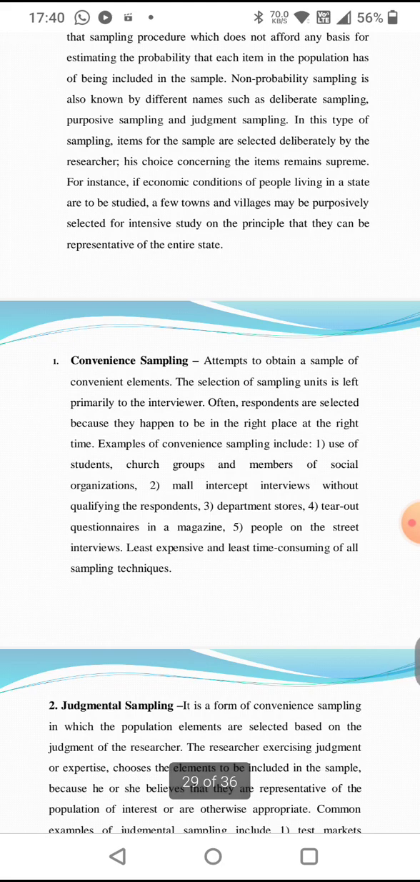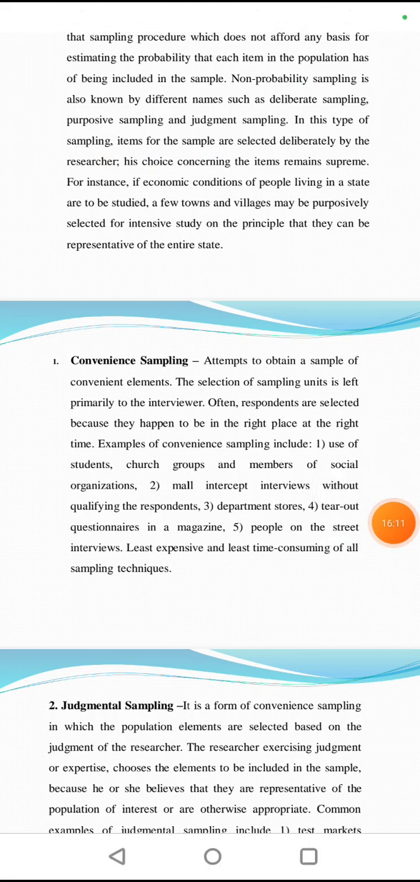use of students, church groups, and members of social organizations, mall intercept interviews without qualifying the respondents, departmental stores, tear-out questionnaires in a magazine, and people on the street interviews. It is the least expensive and least time consuming of all sampling techniques. So here it is less expensive, and also very less time consuming compared to other sampling techniques.